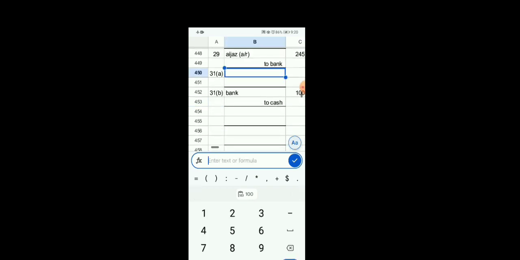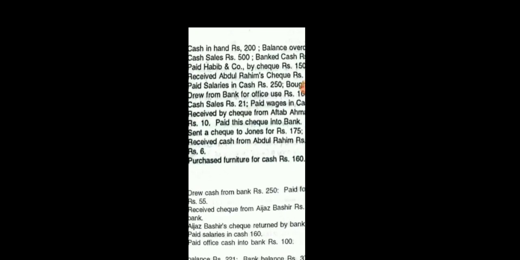Here 31st b is completed. Now come to 31a. Entry 31 was having two parts. 31b we had completed first, maybe by mistake, and now 31a.